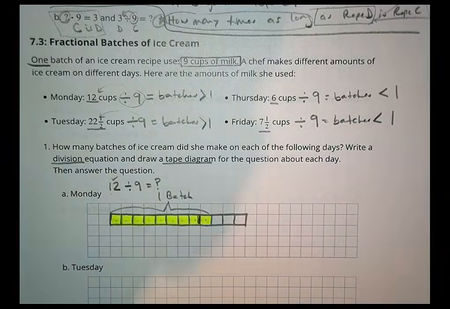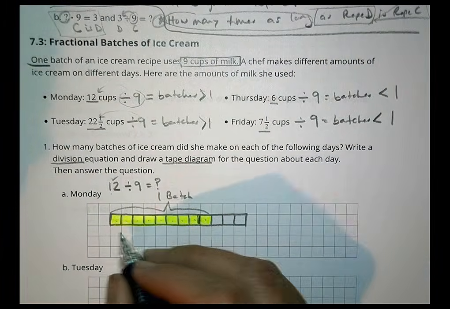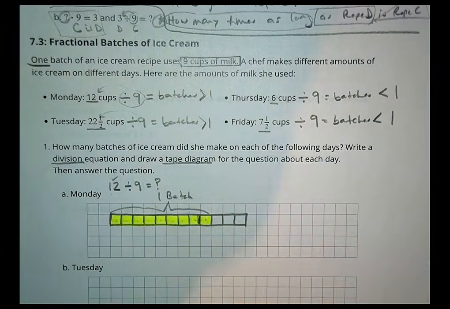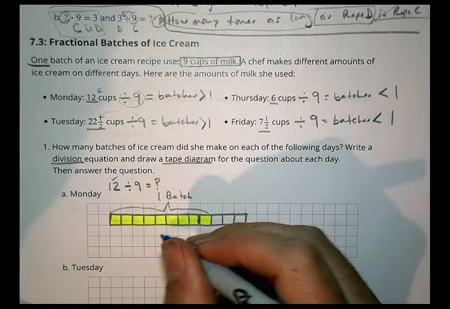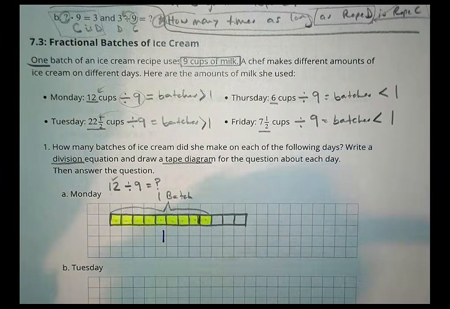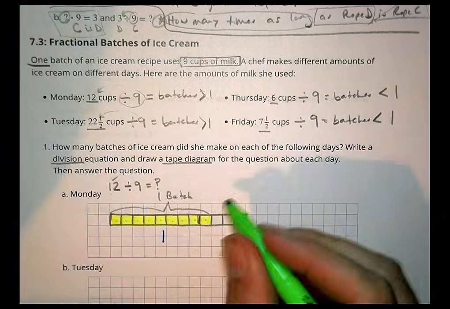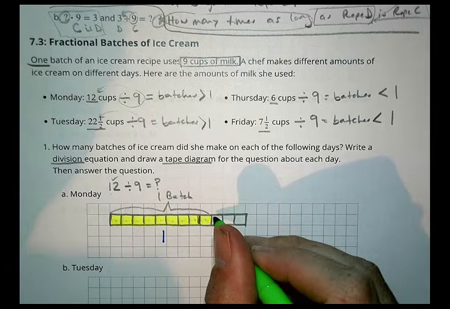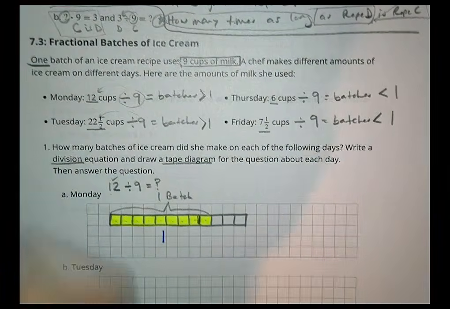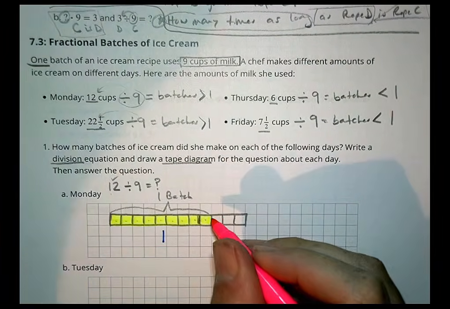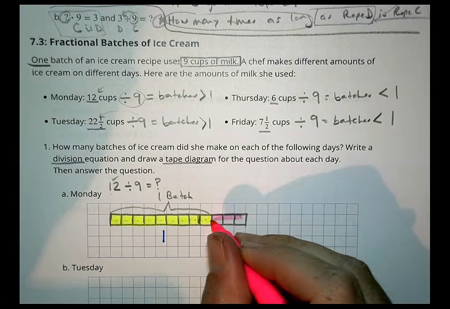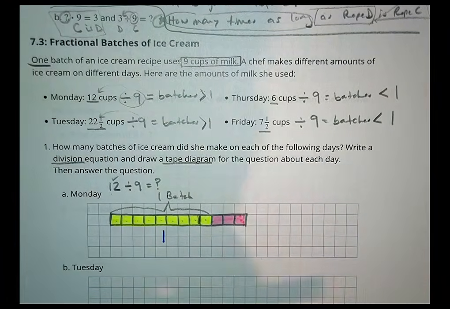Now a batch takes 9 squares, right? So that's one batch. Put a 1 here for you. Oh, we got a 1 already. That's okay. 1. And what's left over here is they continue to make more. So they made another batch, and it's not really a leftover, but that's okay. We can say that it is. It's kind of like a leftover. In this case, they had 3 cups more that they used.